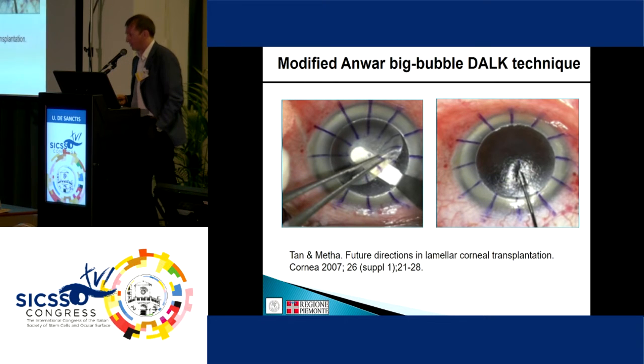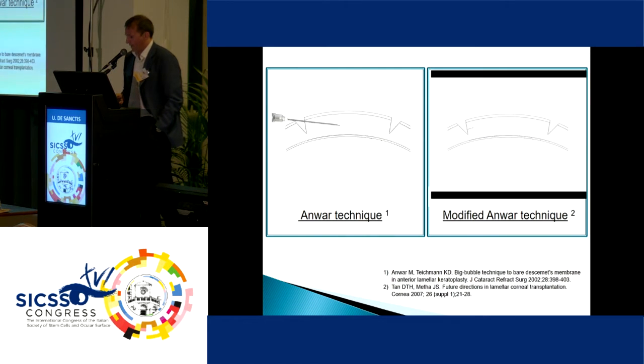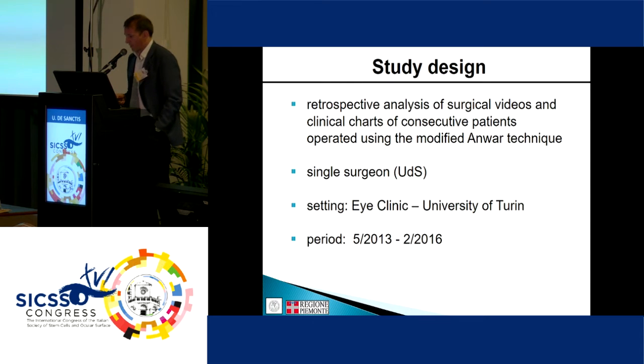In 2007, Tan and Mehta described this modified Anwar big bubble technique. They suggest to remove anterior stroma. The initial removal of anterior stroma allows for better controlled access to posterior stroma and to be closer to Descemet's membrane so that stroma can be detached more easily. Personally, I started using this method in 2013.